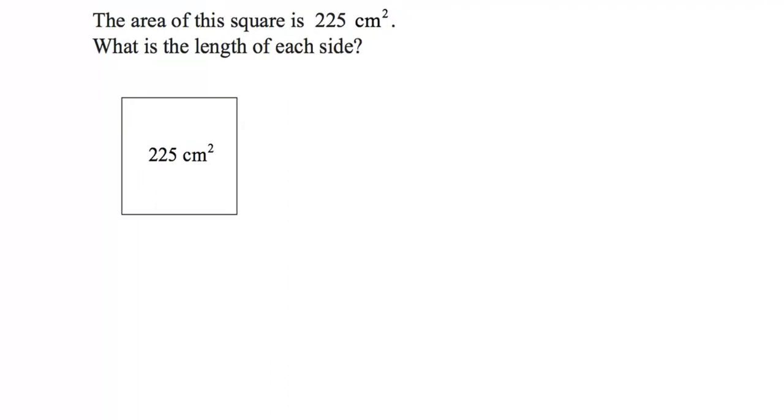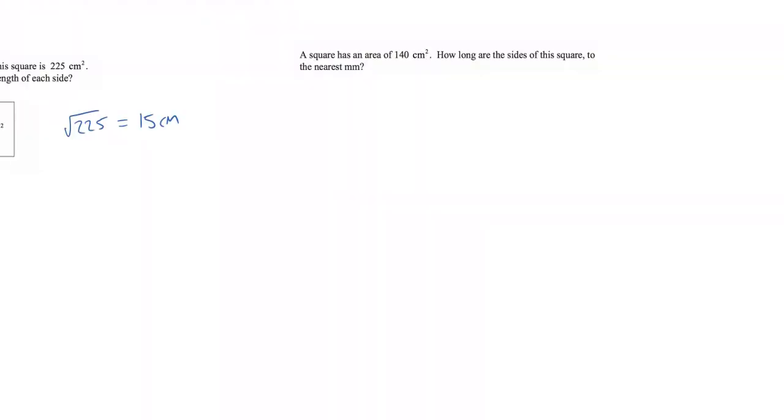So if I have a square and its area is 225 centimeters squared, what is the length of each side? So if it's a square, the numbers are the same. Each side length, the height and the width are exactly the same as one another. So I need to think, well, square root then 225. A number times itself to make 225. Well, if you don't know it, you can do it on a calculator. It's going to be 15 centimeters.